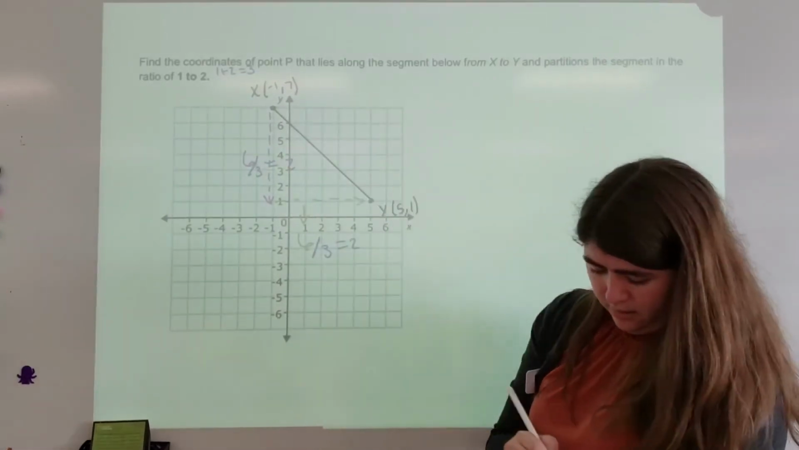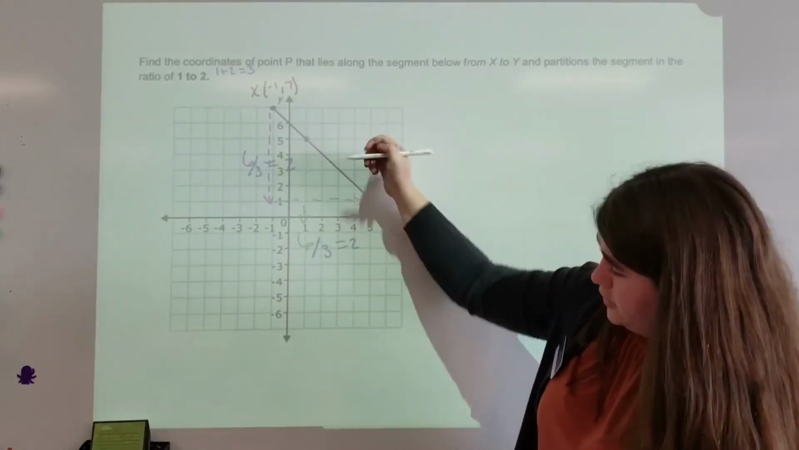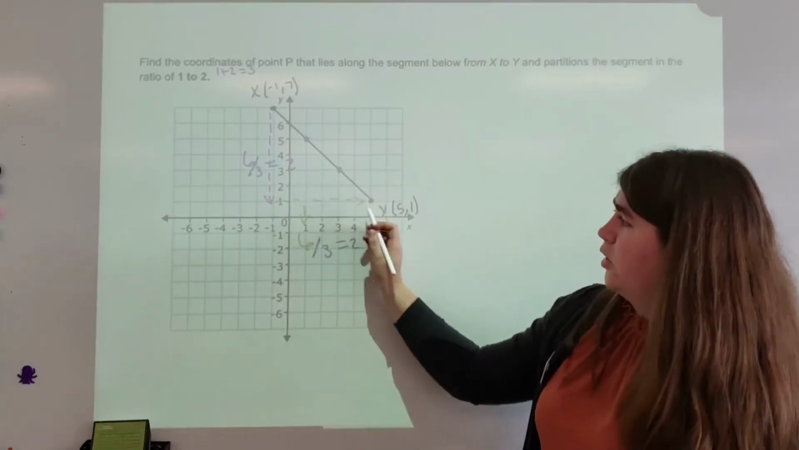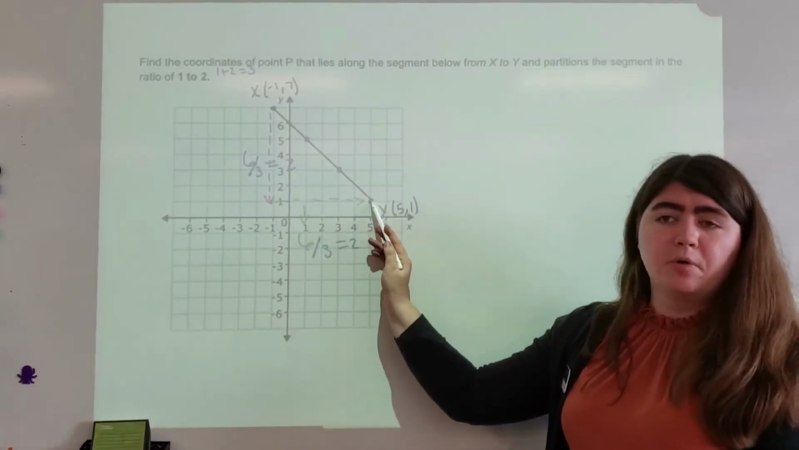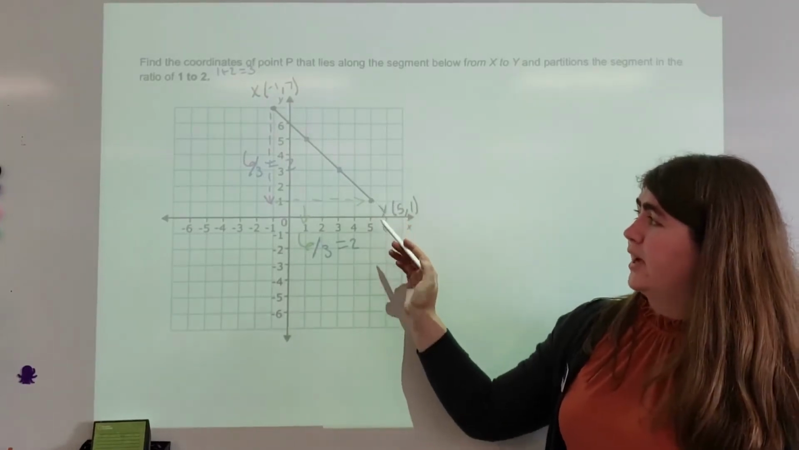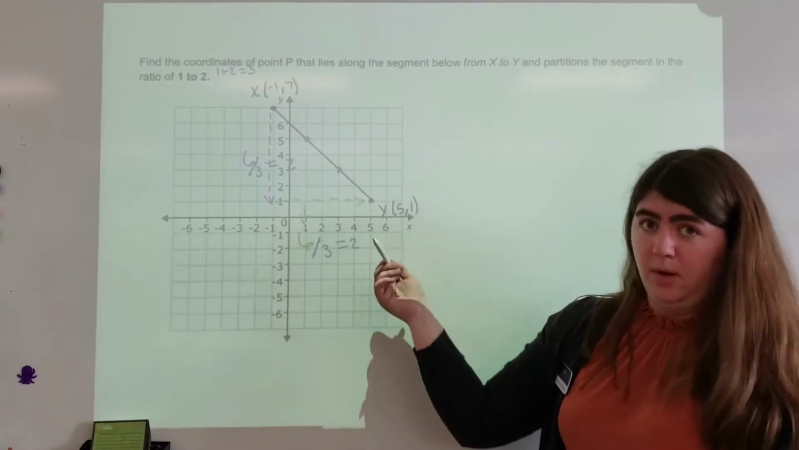Right there is my first point. Down 2, over 2. Got another one right there. Down 2, over 2. I'm on my end point, so I have done this correctly. I got to where I wanted to be. So I have 1, 2, 3 sections, which is what I wanted.